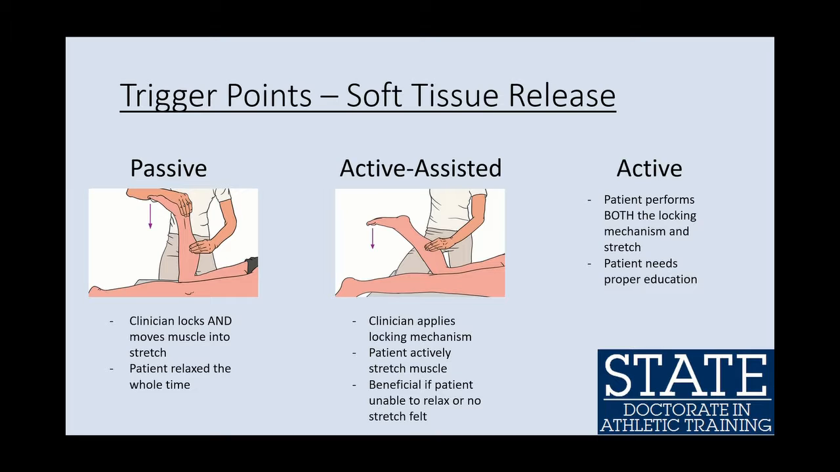Opposite of the active soft tissue release, if the patient doesn't feel a stretch with the active, they do the active assisted, because the clinician is able to put a lot of force behind that locking mechanism since they don't actually have to perform the stretch. If the clinician can concentrate on the locking mechanism, they can make it deeper, and therefore when the patient does move into a stretch, the patient will be able to feel it a little bit better.